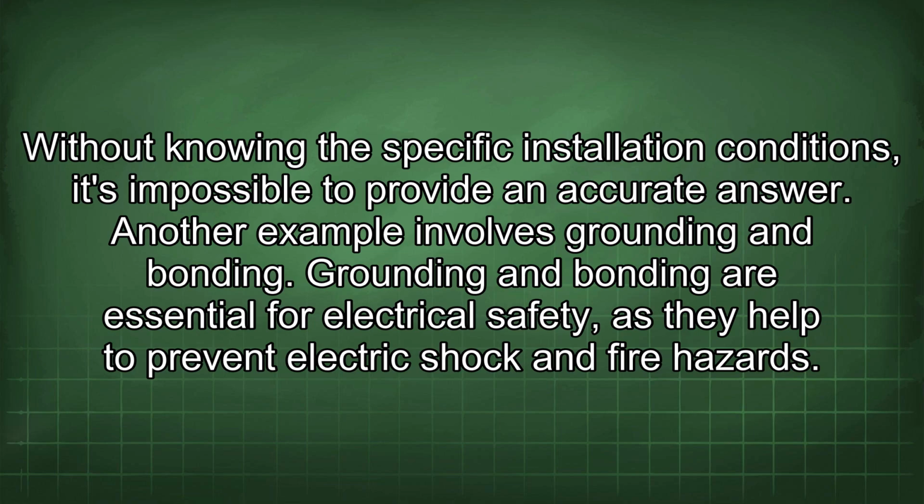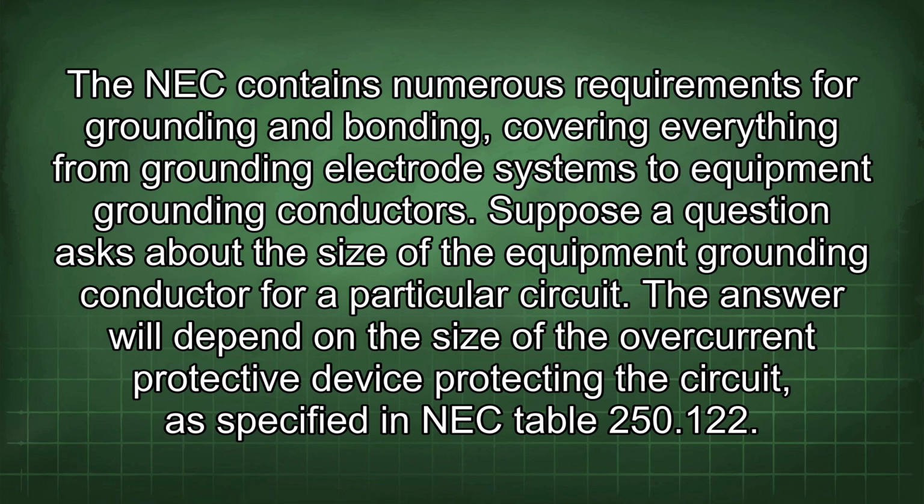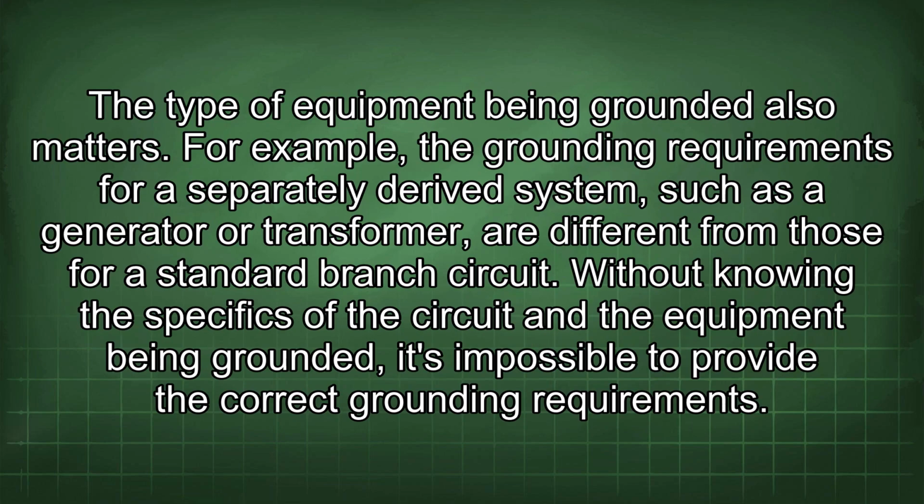Another example involves grounding and bonding. Grounding and bonding are essential for electrical safety, as they help to prevent electric shock and fire hazards. The NEC contains numerous requirements for grounding and bonding, covering everything from grounding electrode systems to equipment grounding conductors. Suppose a question asks about the size of the equipment grounding conductor for a particular circuit. The answer will depend on the size of the overcurrent protective device protecting the circuit, as specified in NEC Table 250.122. The type of equipment being grounded also matters.